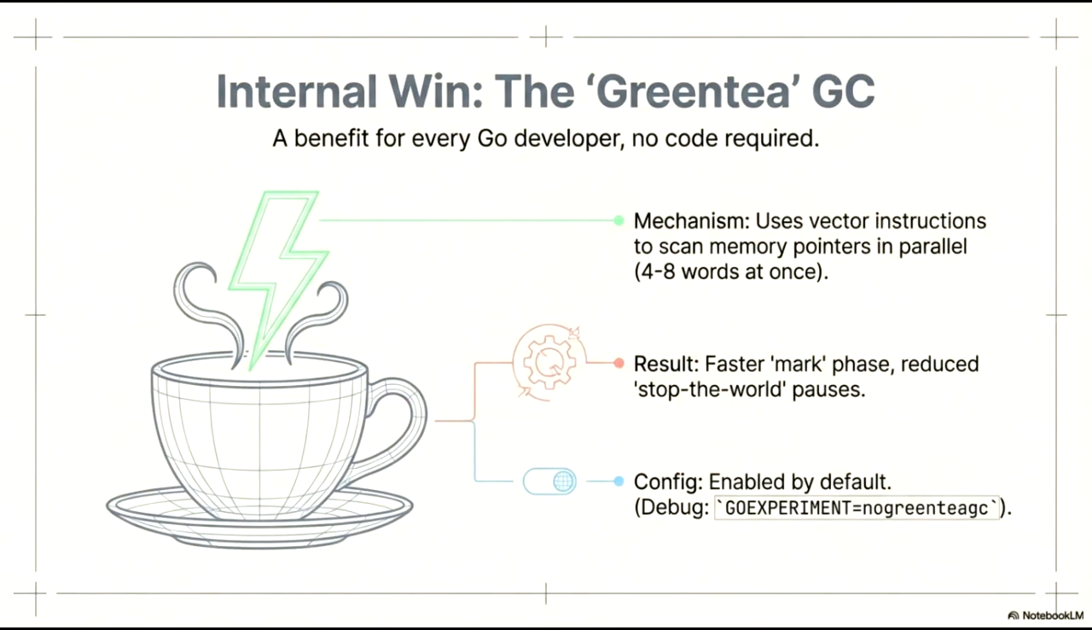The Greentea garbage collector represents a major internal win for the Go language, offering a performance boost that benefits every developer automatically with no code changes required. Its primary mechanism involves leveraging vector instructions to scan memory pointers in parallel, processing between 4 and 8 words at a single time. As a result, the garbage collector's mark phase is significantly faster, leading to a noticeable reduction in stop-the-world pauses. This feature is enabled by default, though it can be disabled for debugging or comparison purposes by setting the environment variable GOEXPERIMENT=nogreenteagc.